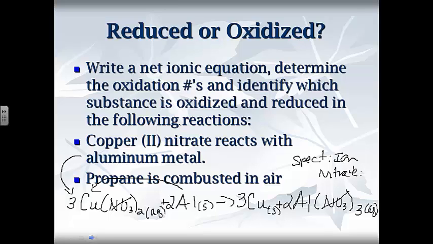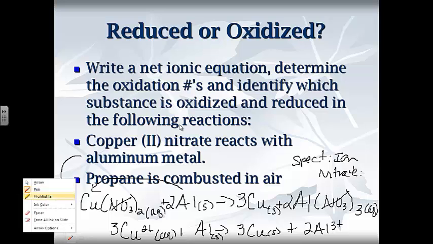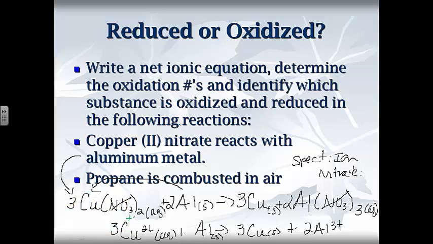And then I have to remember what I'm left with for the ions. So I'm going to have 3 copper 2 ions plus aluminum gives me 3 coppers plus 2 aluminum 3 ions. Now if I look at it from an oxidation reduction standpoint, let me switch colors here just to show you the difference. Let's do green. Copper goes from +2 to 0. Aluminum goes from 0 to +3.